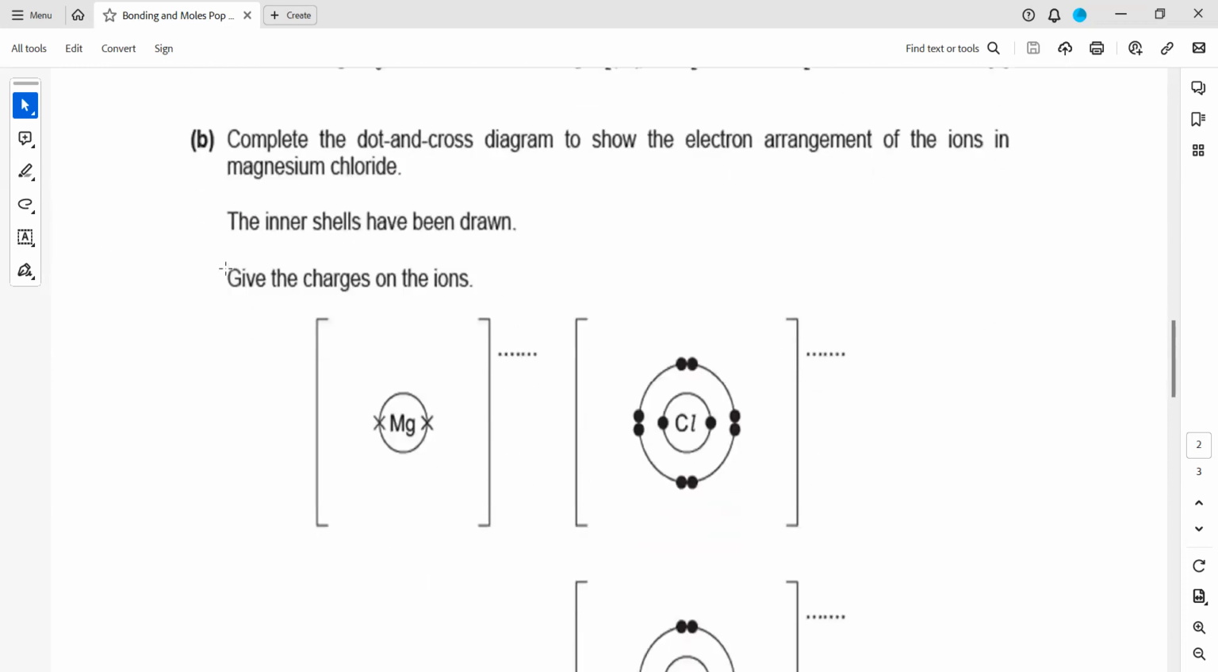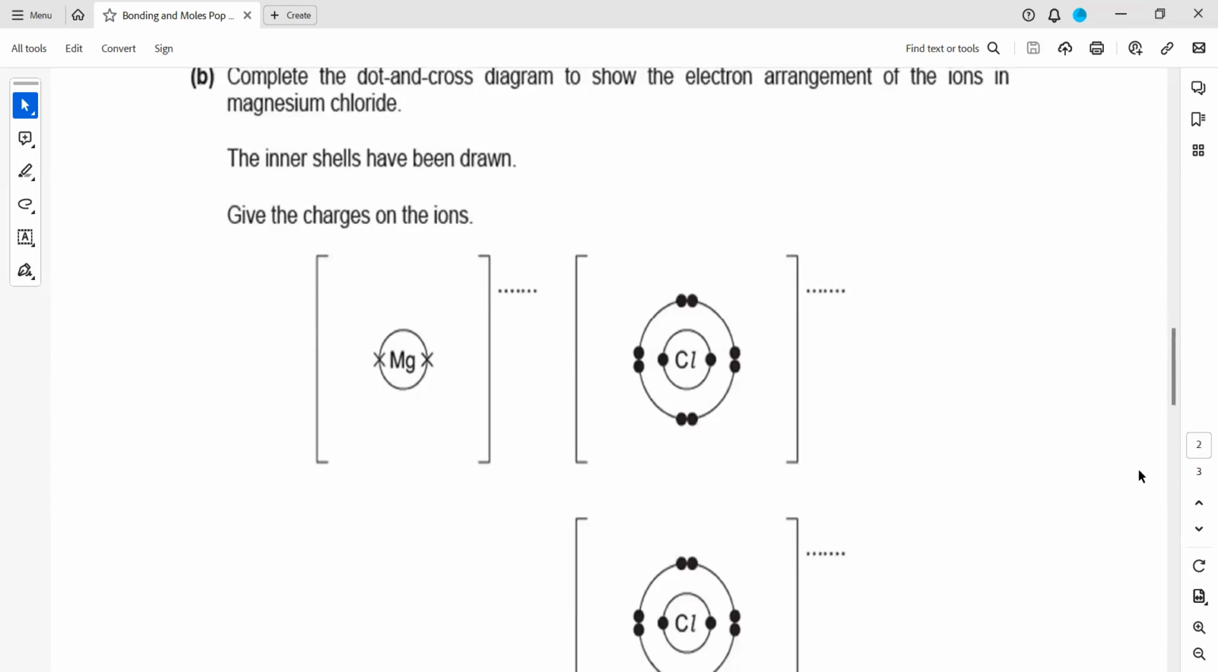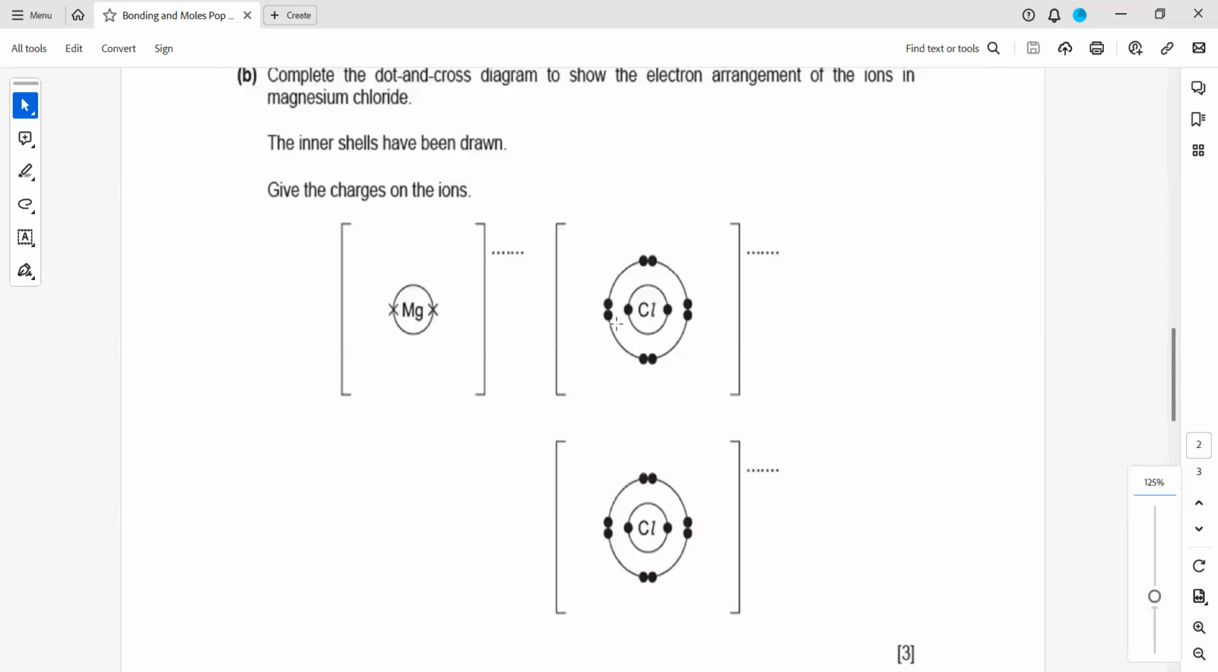Next one, complete the dot and cross diagram to show the electron arrangement in the ions of magnesium chloride. The inner shells have been drawn. First, let's draw the atoms. If we draw a magnesium atom, the first shell has 2 electrons, the second shell has 8 electrons, and the third shell has 2 electrons. Magnesium belongs to group 2, so it will have 2 electrons.